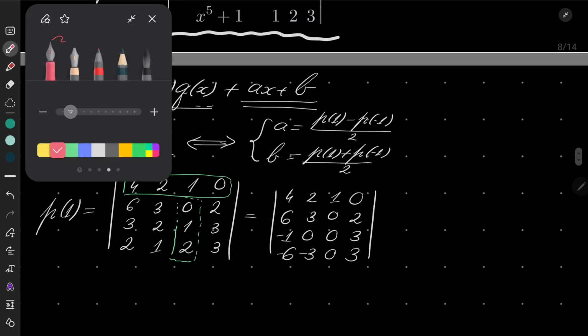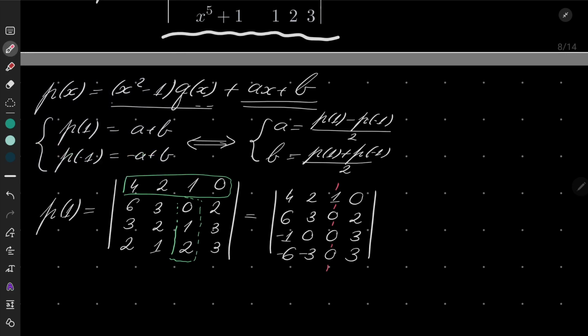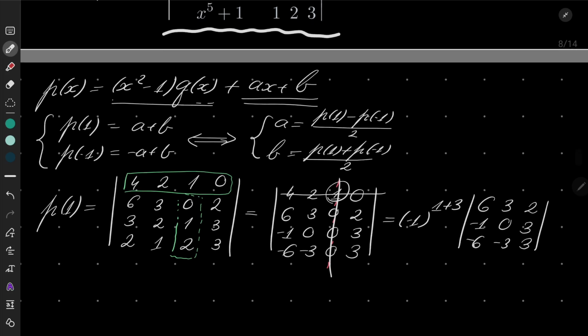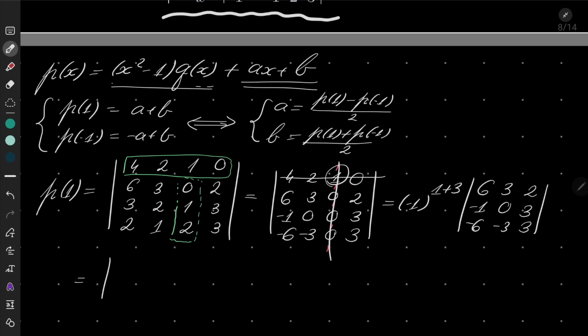As you can see, now we have zeros and a 1 in our third column, so by the well-known formula, this determinant is just minus 1 to the power of the index of the row plus the index of the column, looking at that number 1. So it's the first row and third column, times the smaller determinant, which is the determinant of the 3 by 3 matrix when we cross out the first row and the third column. So 6, 3, 2, minus 1, 0, 3, minus 6, minus 3, 3. Okay, very well. So now minus 1 to the fourth is just 1.